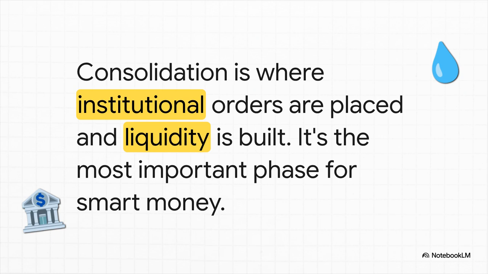So what's the secret behind that boring, sideways action? Well, while most of us are sitting on our hands getting impatient, this is where the smart money gets to work. Consolidation is the phase where huge institutions are quietly accumulating their massive positions. And, more importantly, it's where pools of stop-loss and entry orders, what we call liquidity, start to build up just above and below that range.